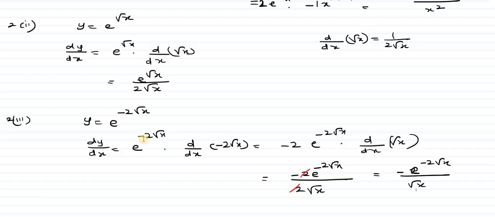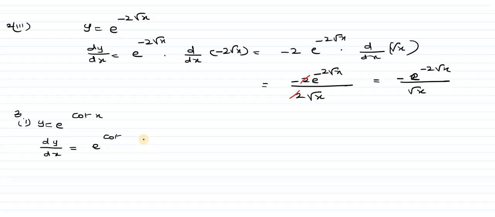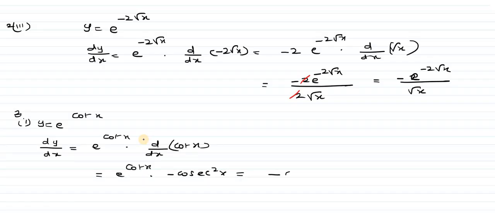Any doubt, you can tell me. Next. Third one, first: y equal to e power cot x. dy by dx will be equal to e power cot x into d by dx of cot x. The differentiation of cot x is minus cosecant square x. So the answer will be minus cosecant square x e power cot x.